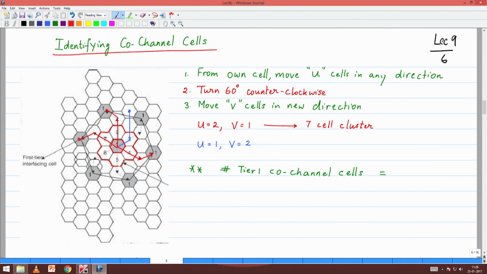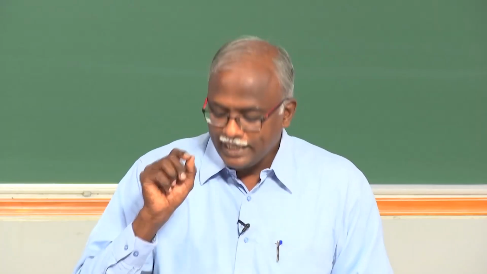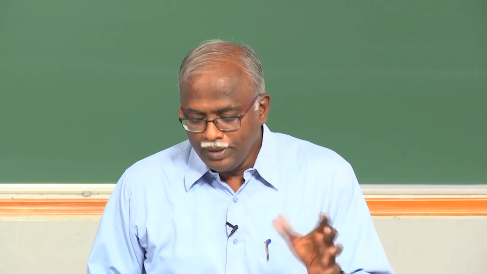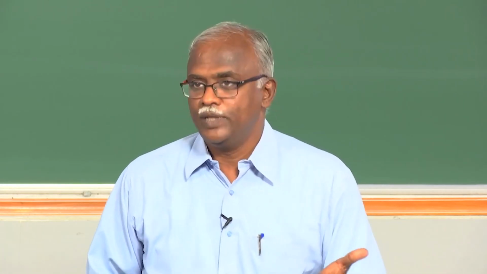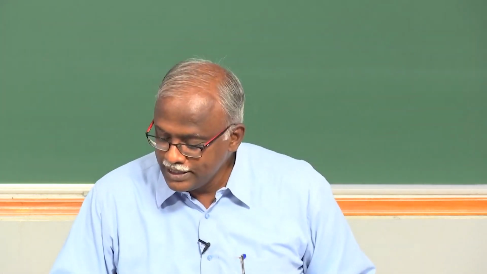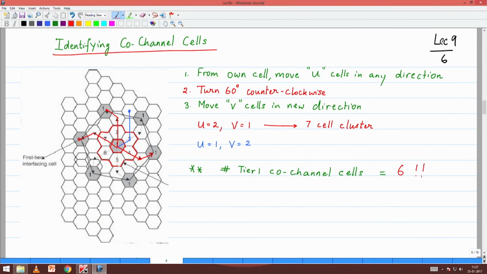So, if this is the way by which we do that, then I have a very, very important observation to make. How many tier 1 co-channel cells will there be? 6, because the only way I can locate them is by going along the side. I have only 6 sides. So, this is a very, very important observation: tier 1 will always consist of 6 interferers.